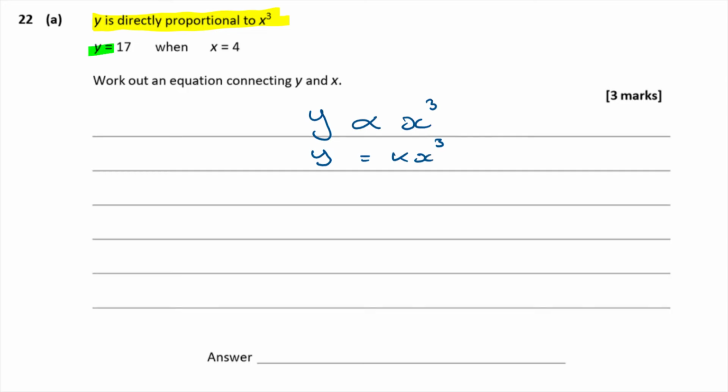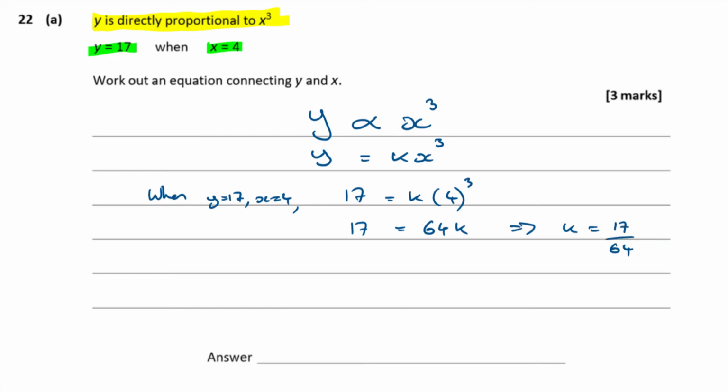Okay? Now, they always give you a pair of values that go together, and these pair of values that go together are specifically for you to find that constant of proportionality. So that's what we're going to use next. We're going to say when y is 17, x is 4. So subbing those in, then 17 is going to be k lots of 4 cubed. Okay, what's 4 cubed? 4, 16, 64, isn't it? So that's going to be 17 equals 64k, which makes k equal to 17 over 64.